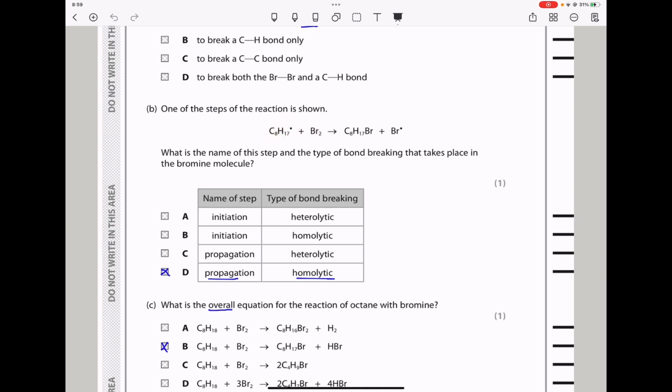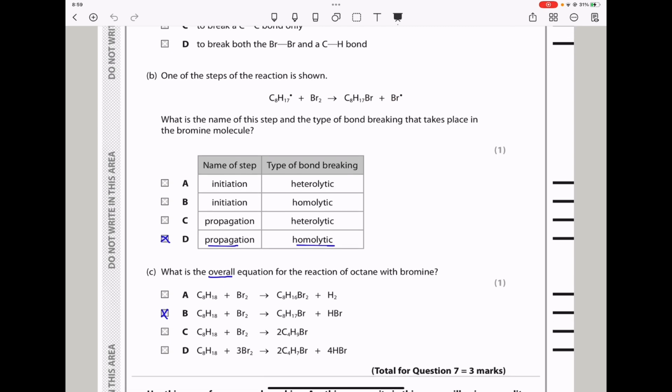with a non-radical, producing a different compound as well as a different radical. However, this bond here is going to break homolytically, so the answer should be D. The step is propagation, and then the bond breaking with bromine is going to be homolytic bond breaking.